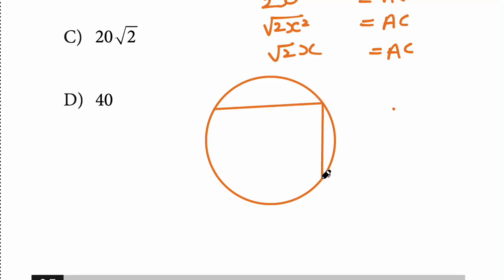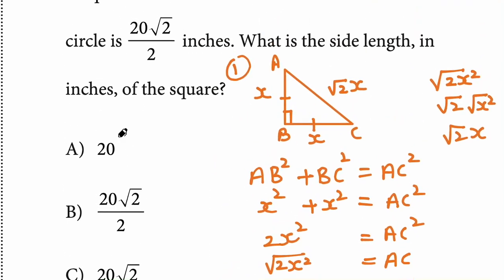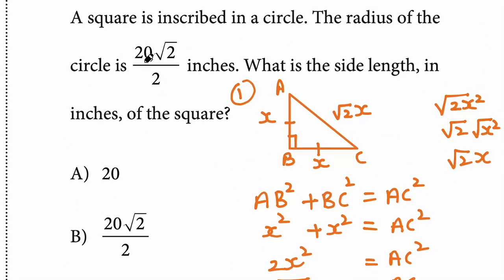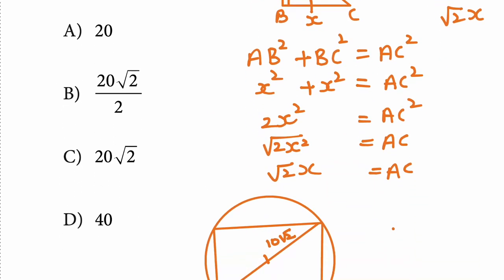Whenever it comes to a square or a rectangle, we know that angles are 90 degrees, so we take advantage of these extra properties. Just imagine it's a square, and its radius is 10 root 2 because it is given 20 root 2 by 2, so 2 is the common factor, so that is 10 root 2.